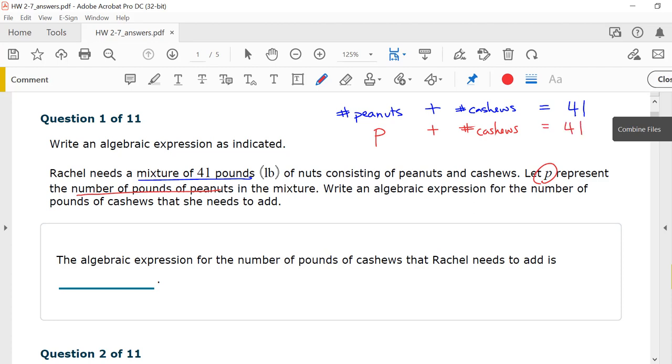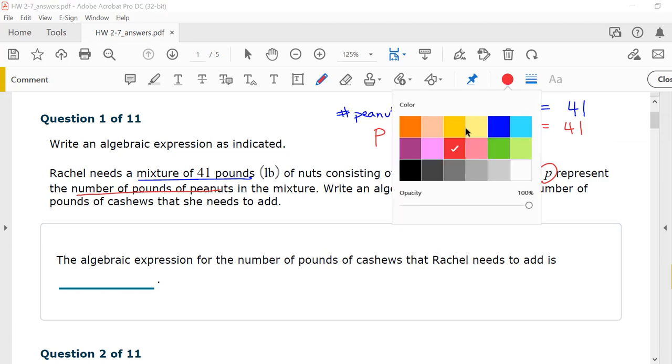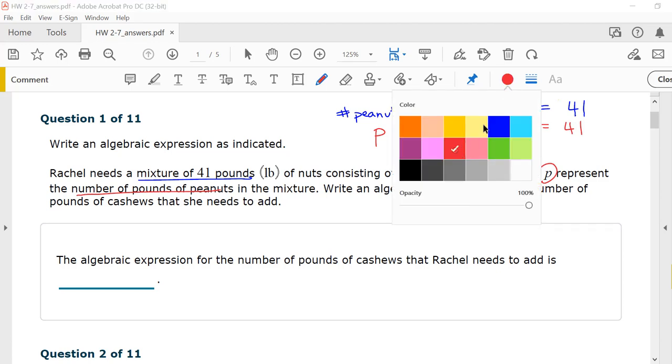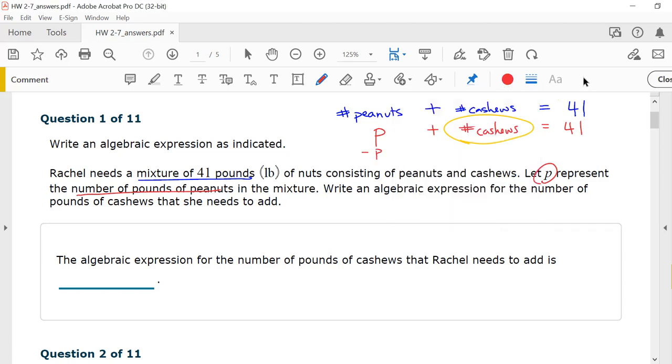You want to write an expression for the number of pounds of cashews. So how would I solve for cashews? I would need to subtract P from both sides. So the pounds of cashews could be written as 41 minus P. That's the algebraic expression for the number of cashews.